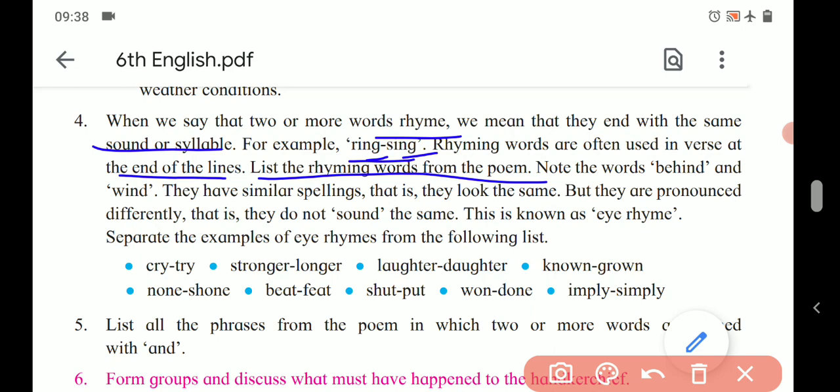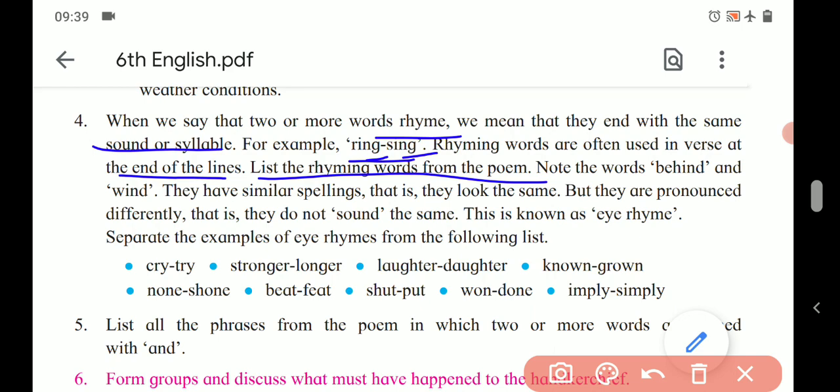For example, from the first stanza: row, fro, go, snow; prance, dance, that is second stanza; prance, dance; behind, wind, etc. You have to make a list of all of them. Note the words behind and wind. Sorry, I made a mistake while telling. It's behind and wind only from the first stanza.